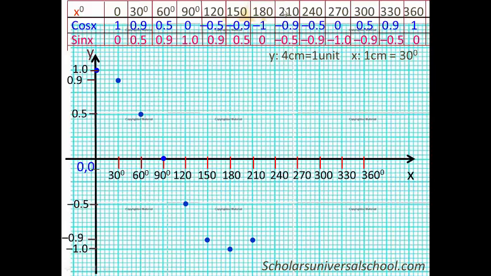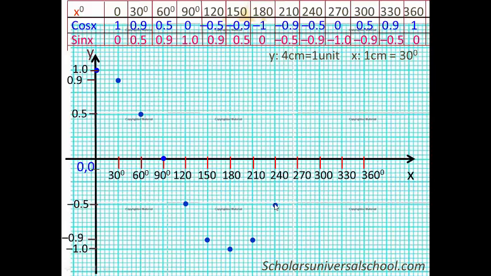So cos x is minus 0.9 for 210 degrees, and that is why you have it here. Then you have cos 240 degrees equals minus 0.5. This is the line for minus 0.5. We are talking of 240 degrees now.